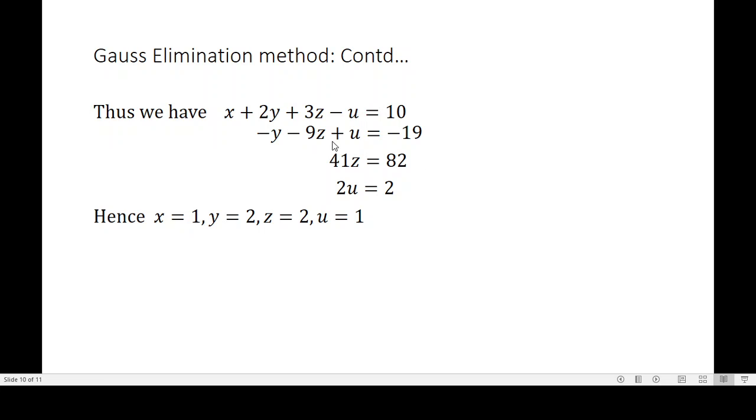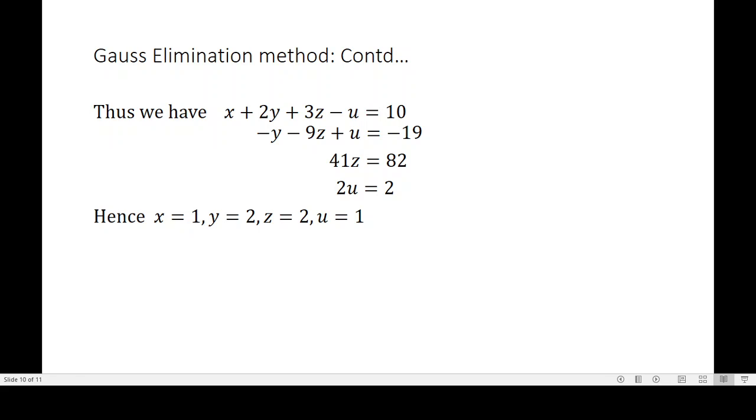Substitute for z and u in the second equation, find y. On substitution and simplification we get y is equal to 2. Substitute y is equal to 2, z is equal to 2 and u is equal to 1 in the first equation. On simplification we get x is equal to 1. Therefore, the system of equations is solved and the solution is x is equal to 1, y is equal to 2, z is equal to 2 and u is equal to 1.